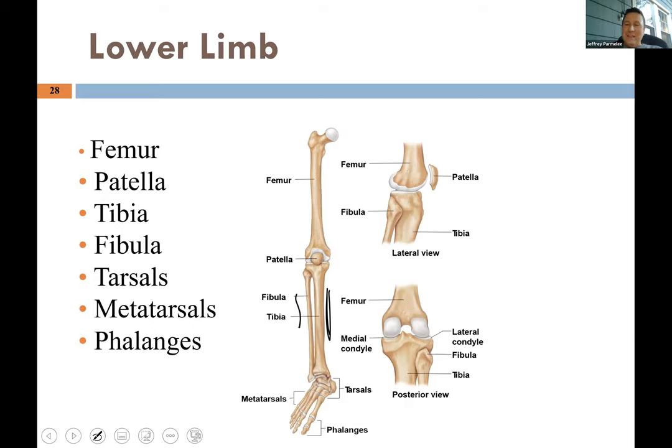And then instead of carpals, we have tarsals. And then metatarsals instead of metacarpals. And then phalanges are phalanges. And then we have the sesamoid bone, which I'll talk about, your kneecap or patella right in front.